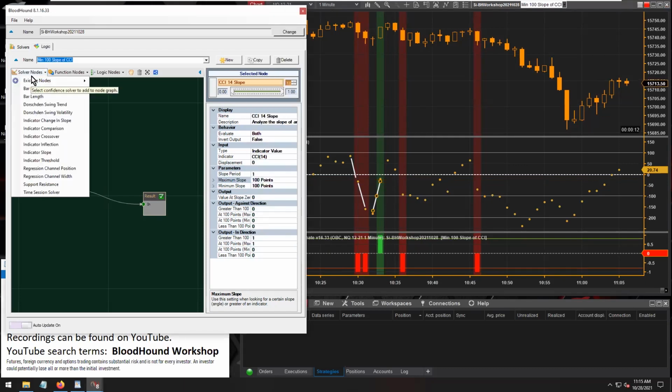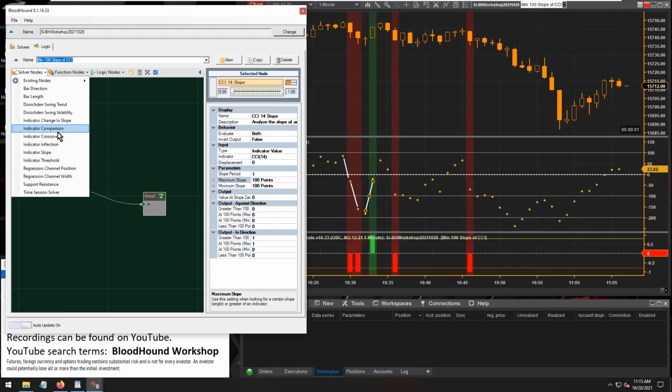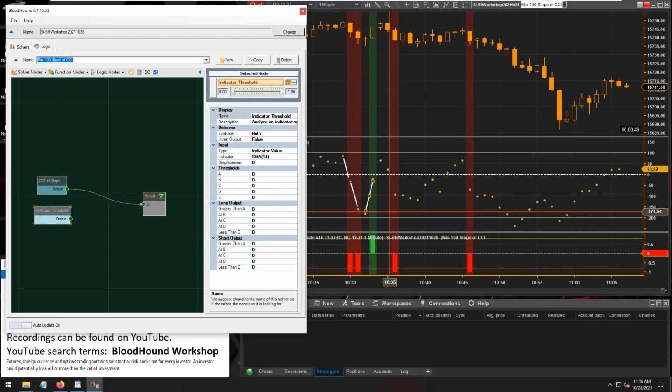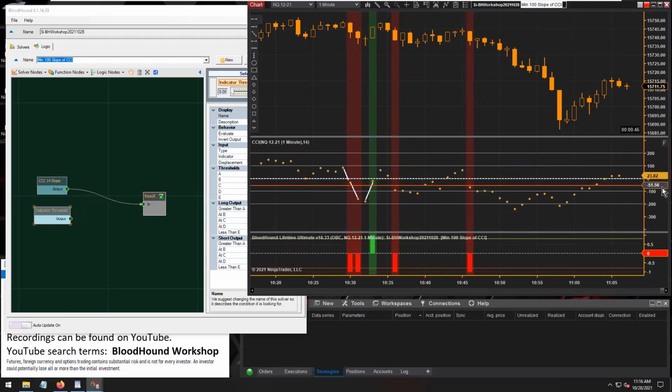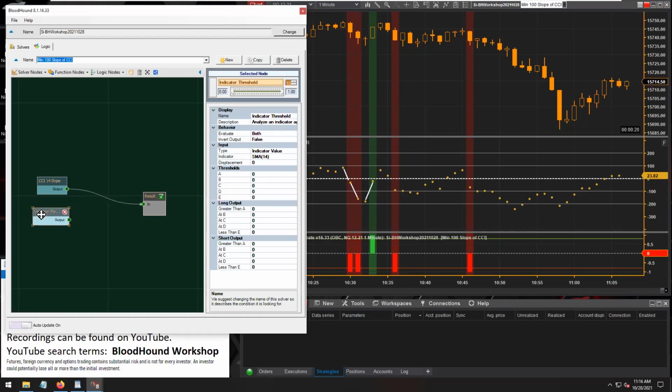If you wanted to add in that secondary requirement, that would be a matter of grabbing a threshold solver. We could do it in the comparison solver, but technically speaking, the threshold solver is the correct one to do it with, because the CCI indicator specifically is built for looking for different threshold levels. The CCI has the 200 threshold level, the 100 threshold level, the 0 threshold line, the negative 100 threshold line. All these lines are threshold levels for the CCI indicator, so that's why this is called the threshold solver.